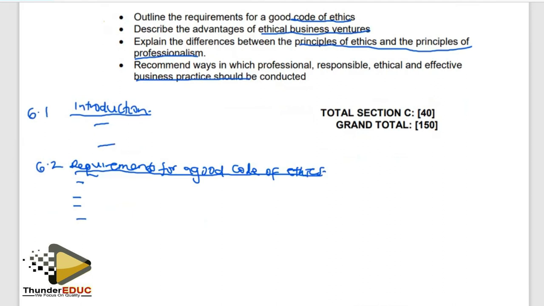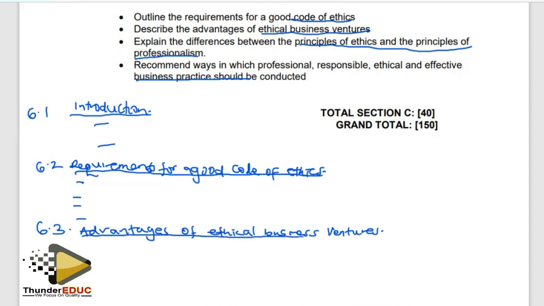Then the next heading should be 6.3. They are saying describe the advantages of ethical business ventures. Underline this, and then you give us your answers.